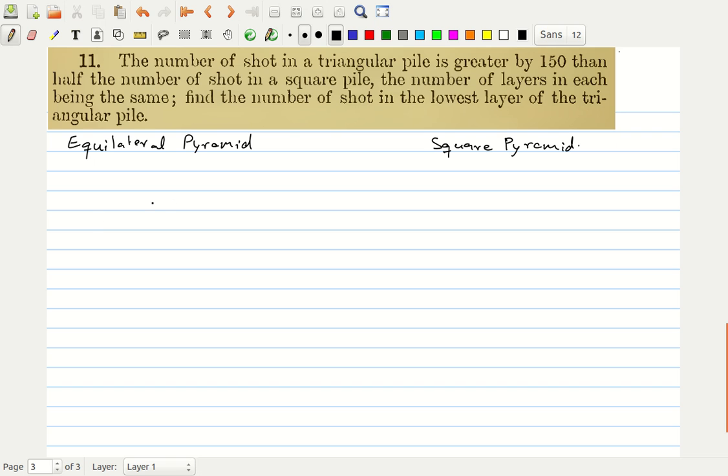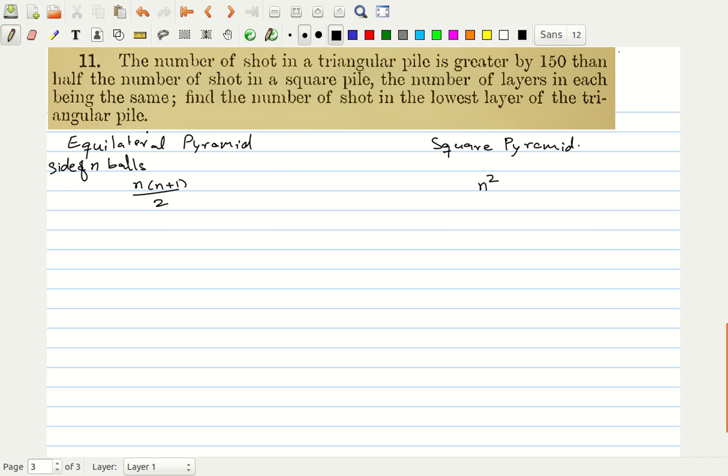Okay, so we are saying that we have n layers, so the lowest layer has an equilateral triangle with side of n balls in both cases, right? So how many balls will be there in the lowest layer? We have already seen that it will be simply n times n plus 1 by 2, and in the case of the square it will be n square.